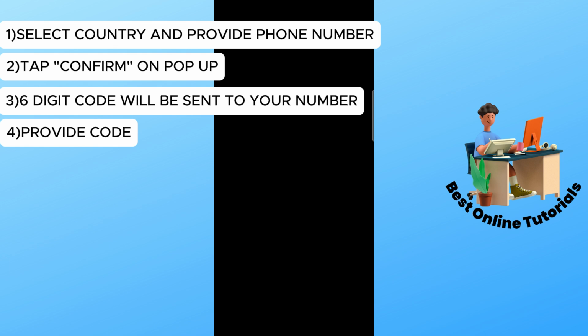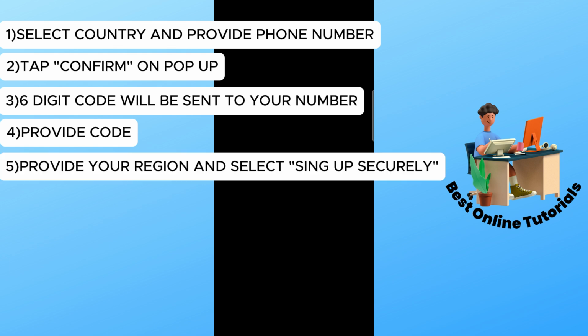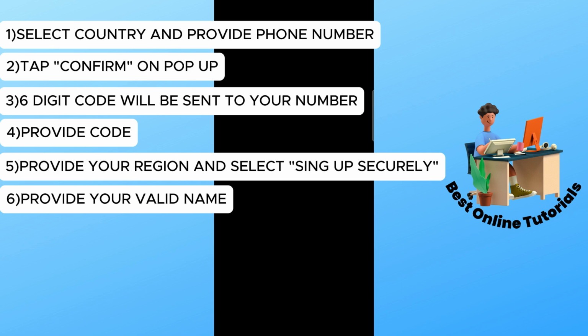Once you have done that, guys, as you can see, just simply select a country or region where you live. So let's say I live in the United Kingdom. After that, just simply tap on sign up securely. From here, just simply provide the name in your ID. The name must be on your official document as well.